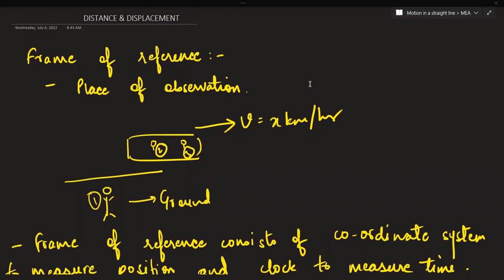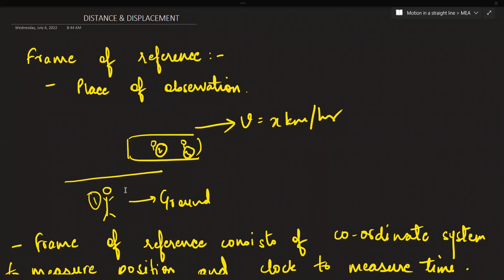Now, whenever we have to talk about the terms distance and displacement, the first basic thing that arises is frame of reference. Please be clear with this because frame of reference is important for motion. Whenever one thing is in motion, you have to understand how the other thing is at rest. So understanding whether any object is in motion or at rest is important.